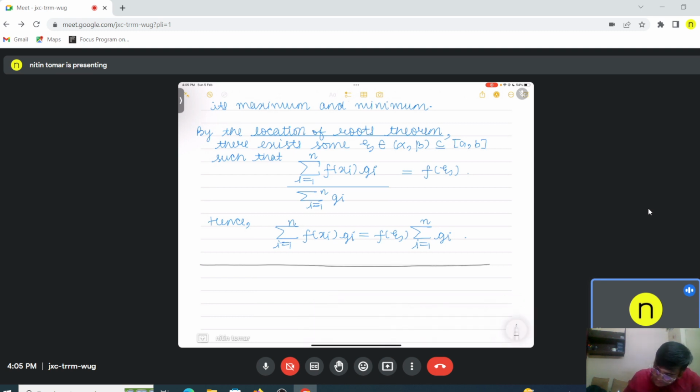So is this question clear? Again, this was an application of location of roots theorem. So is this solution clear to all of you? If not, then please ask.